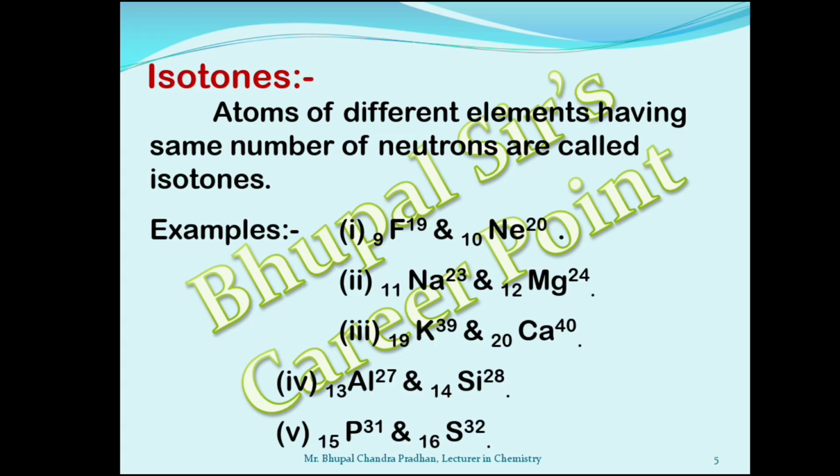Example: fluorine 9-19 and neon 10-20 both have 10 neutrons. Sodium 11-23 and magnesium 12-24 both have 12 neutrons. Potassium 19-39 and calcium 20-40 both have 20 neutrons. Aluminum 13-27 and silicon 14-28 both have 14 neutrons. Phosphorus 15-31 and sulfur 16-32 both have 16 neutrons. Thus, the species having same number of neutrons are called isotones.